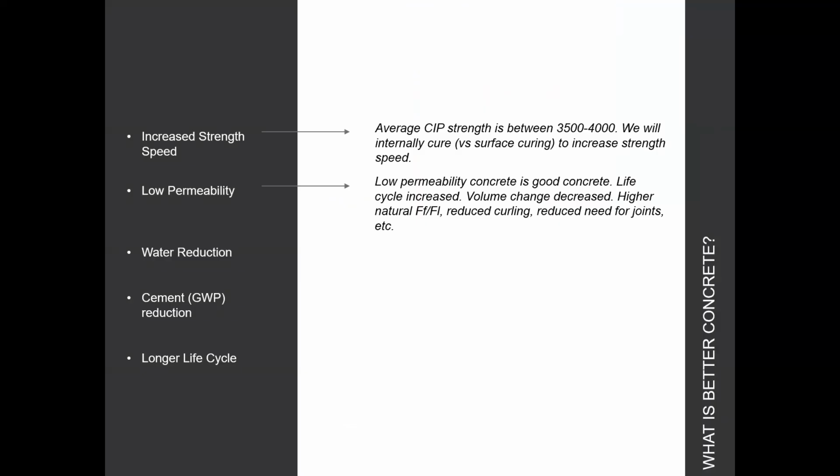So the goals that we set for the project: we wanted to increase the strength speed. So we want to hit our requirement for strength, but with the internal curing, we'd like to get there quicker. Low permeability: when you have internally cured concrete, you end up with a lowered permeability slab, a denser slab, fewer voids, less volume change. And by volume, we're talking about water over the life of the slab.